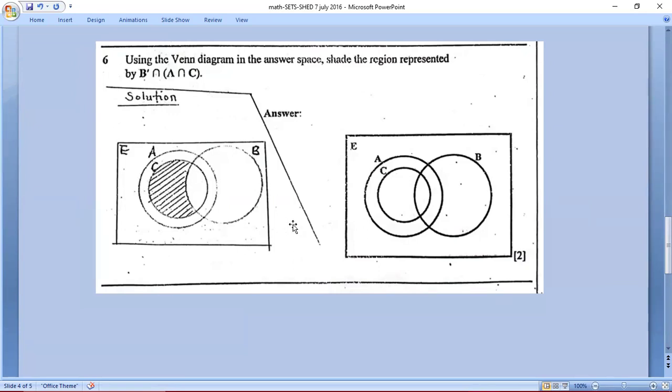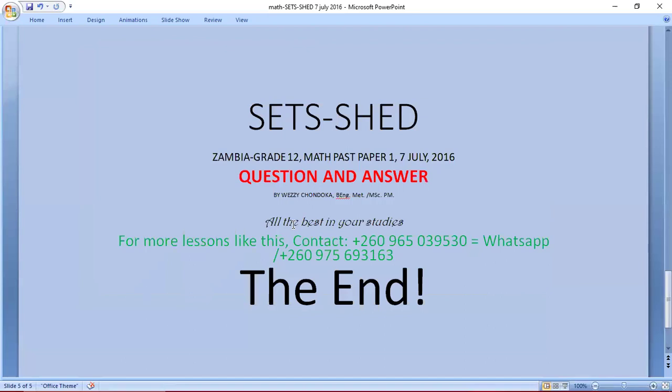That's the area. We've come to the end of our lesson. I hope you've gotten those principles in the cheat method, and that it will be very helpful for you when it comes to how to handle these Venn diagrams for sets. All the best in your studies.